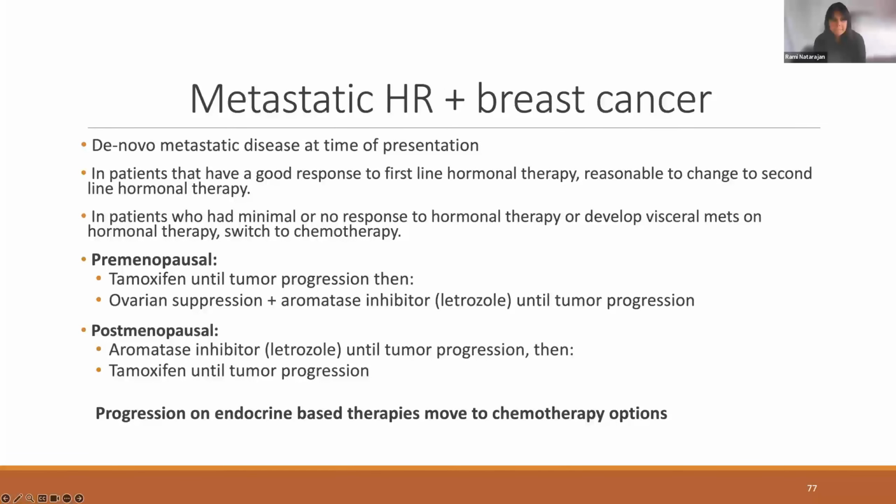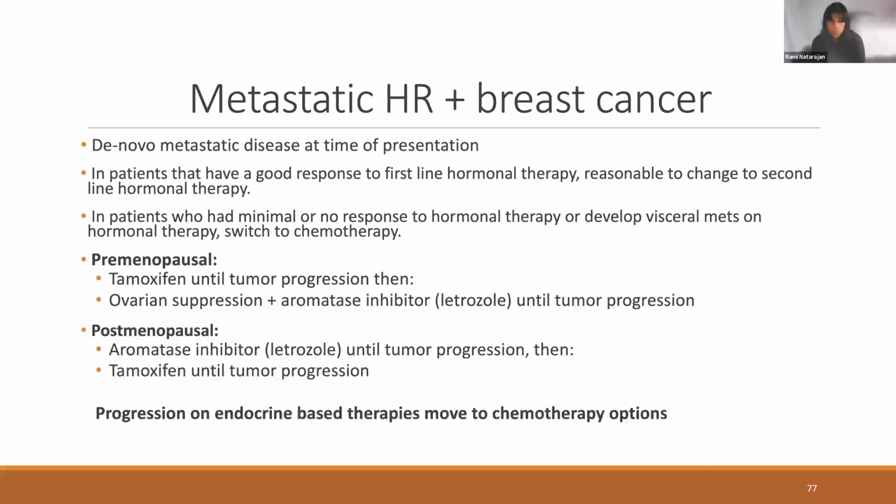So how do we treat de novo metastatic disease? So this is hormone receptor positive disease that presents metastatic at the time of diagnosis. So generally, the principles are that in patients that have a good response to first-line hormonal therapy, it's reasonable to change to second-line hormonal therapy. But in patients who don't have a good response or no response or develop visceral crisis on hormonal therapy, we'd want to switch to chemotherapy.